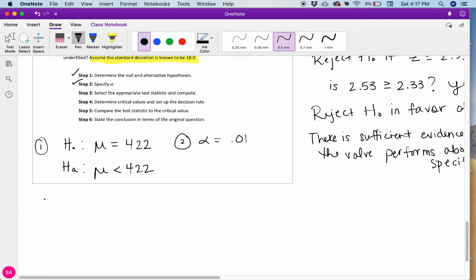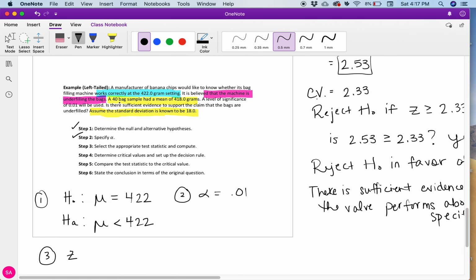Done. Step three, select the appropriate test statistic and compute. Well, we're going to be using Z. Once again, it's because we have a bigger sample size. Our sample is 40. Not super big, but it's bigger than 30, right? They know the population standard deviation. The data is quantitative. We're good to go. So we're going to use the Z-test, and let's compute.